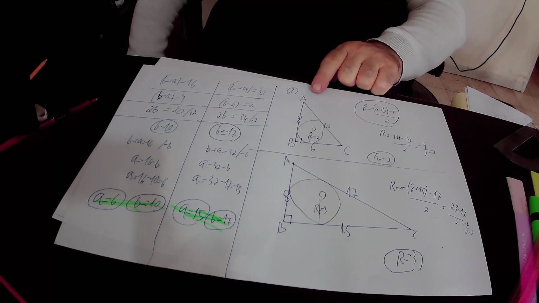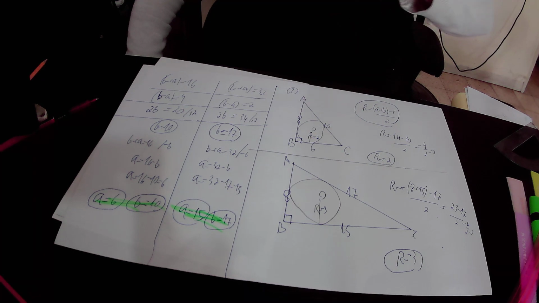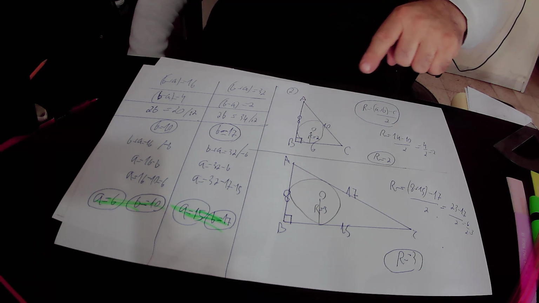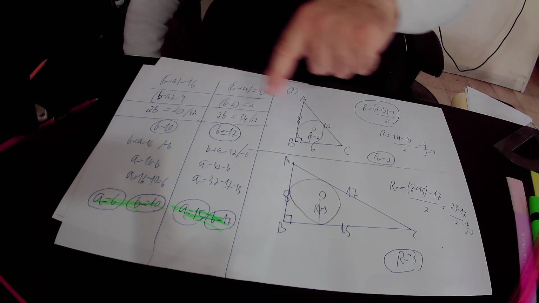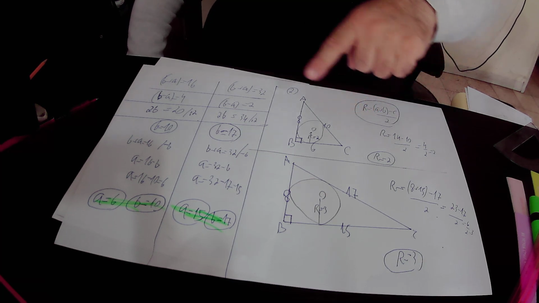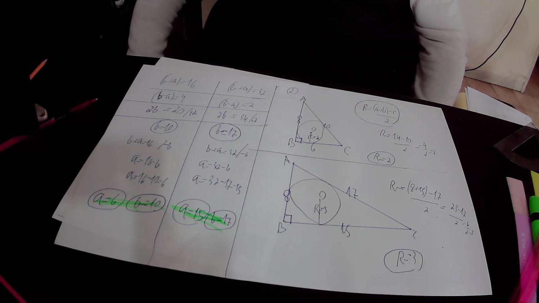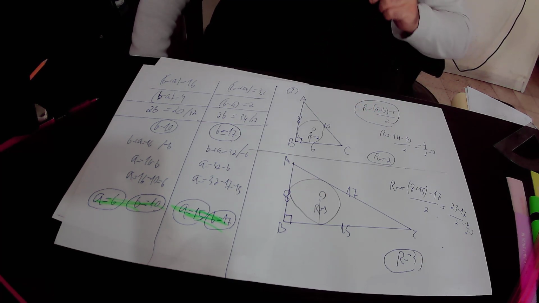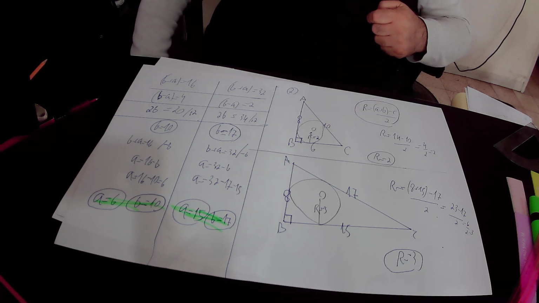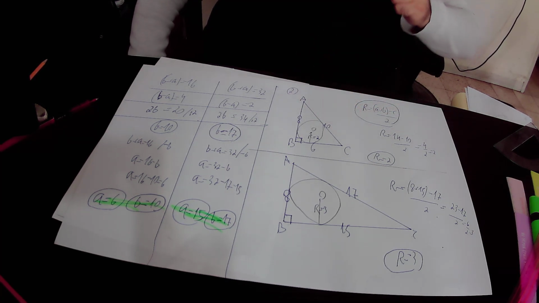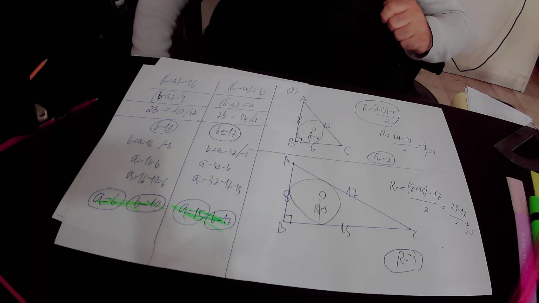According to the first solution, AB equals 8 units, this is given in the question. BC equals A, that is 6 units, and AC equals B, that is 10 units. Inside this right triangle, we have a circle inscribed in the triangle, and we want to find out the radius of this circle.